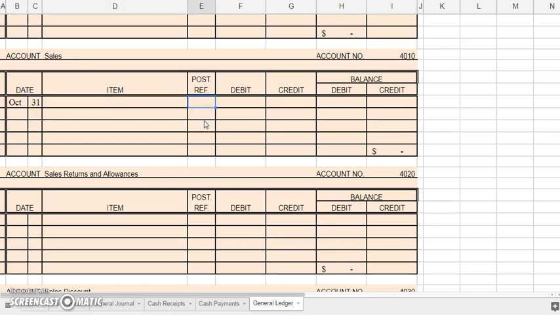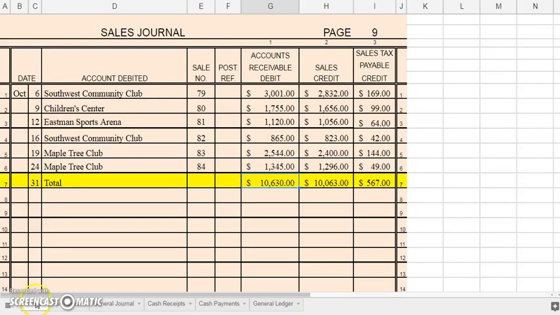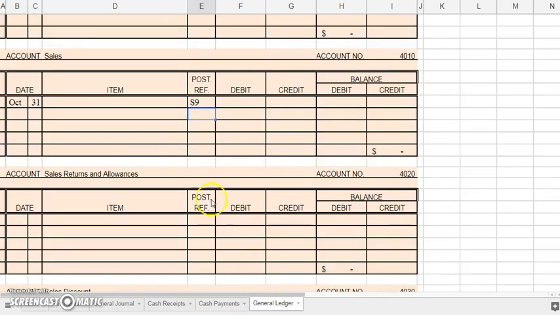In my post reference, I'm going to put that this is Sales Journal 9 or S9. I know that because over on my sales journal, I am on page 9, and it's Sales Journal page 9, so S9. This tells me, or anybody else that is looking at these, that I got this number from the sales journal, page 9. This is especially important if you happen to have several pages of a sales journal from a month, and a large corporation probably would.